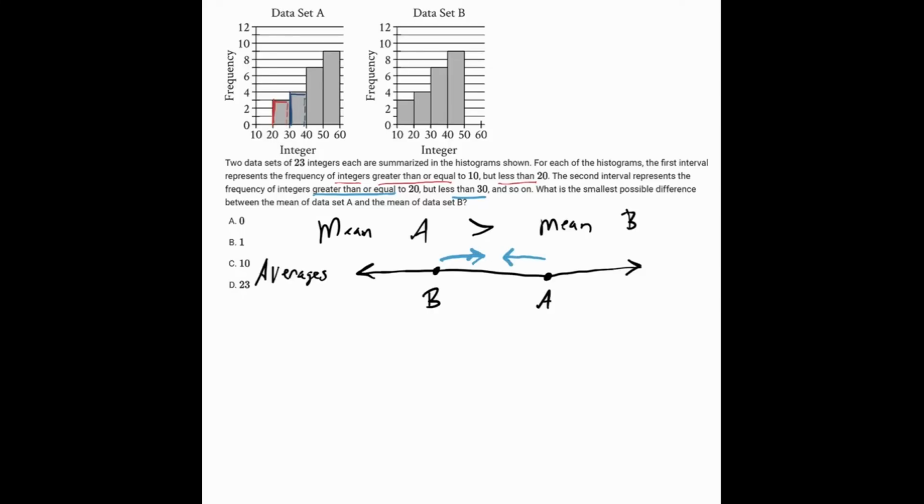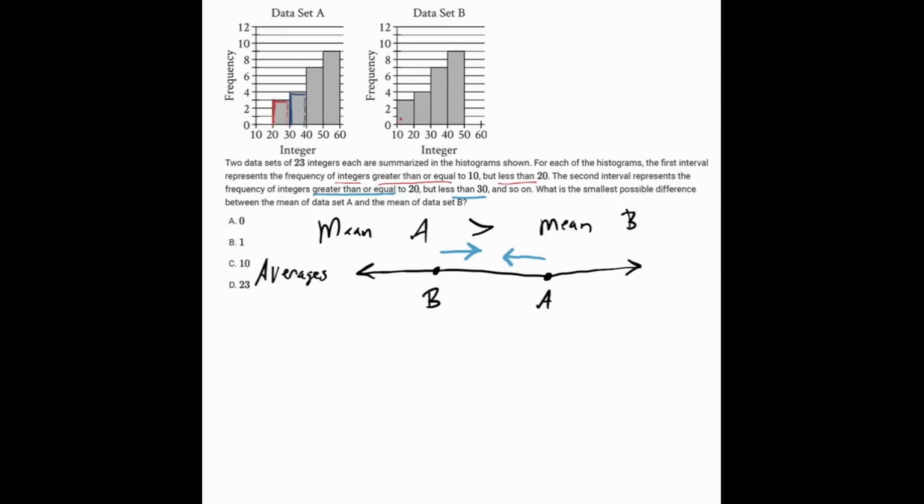Well, how do we do that? The data sets are not exact values. They're kind of giving us ranges here. So we can sort of imagine what is the biggest set of numbers we can put into data set B, and what's the smallest set of numbers we can put into data set A. Okay, so let's start doing that.